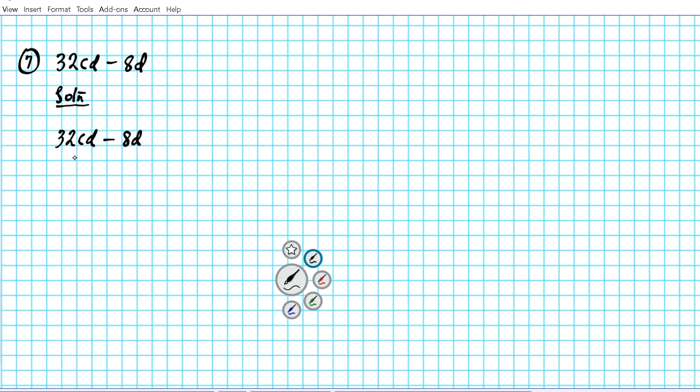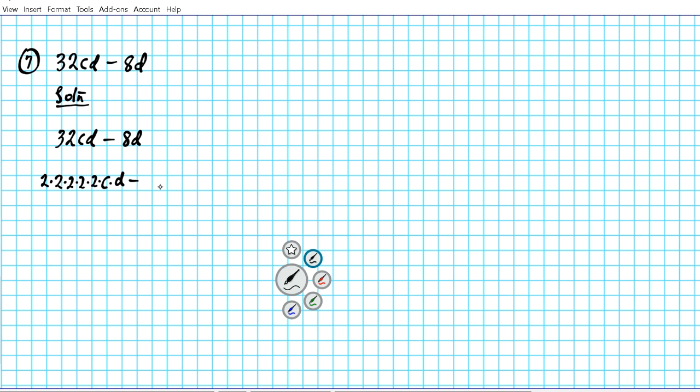All right, moving along, question 7. Let's say we're to factor 32CD minus 8D. Okay, so the solution is as follows. Let's write the problem. 32CD minus 8D. We're going to go ahead and break down 32 and 8, okay? If you break down 32 using a factor tree, you're going to have 5 2s. So 2 times 2 times 2 times 2 times 2 times C times D.